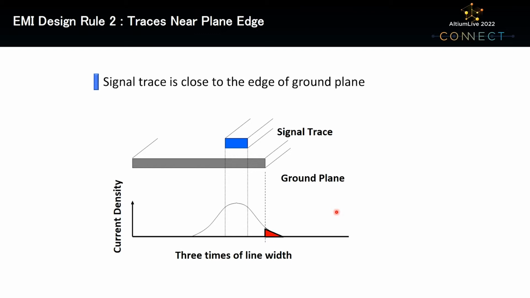On the other hand, if the signal trace is close to the edge of the ground plane, some of the return current flowing through the ground plane will be missing, as shown in the red section of this figure below. As a result, stray current occurs at the right end of the ground plane, exciting the plane. Because the ground plane itself has a dipole antenna structure, this electrical energy causes radiation.